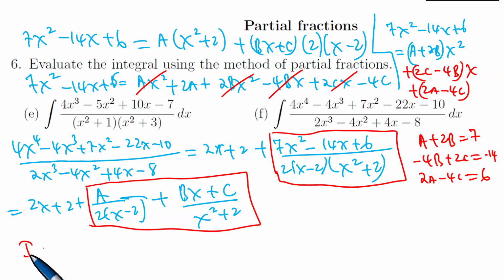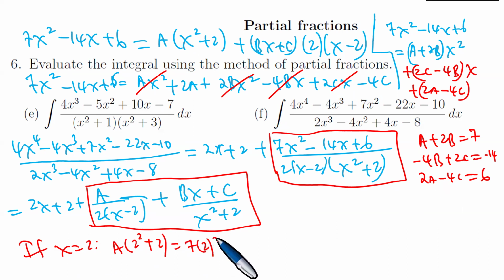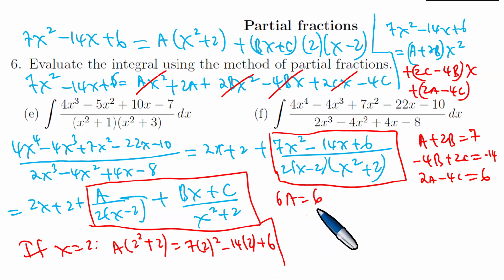That's one way to do it. So we can say, for example, if x is 2, put it here. This is going to disappear, and it's going to be A times 2 squared plus 2 equal to 7 times 2 squared minus 14 times 2 plus 6. That's what we got earlier. Now 2 squared is 4 plus 2, which gives us 6A. This one is 28 minus 28, giving us 6, which means that A is 1.